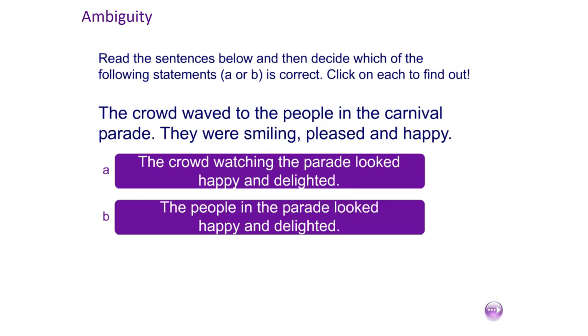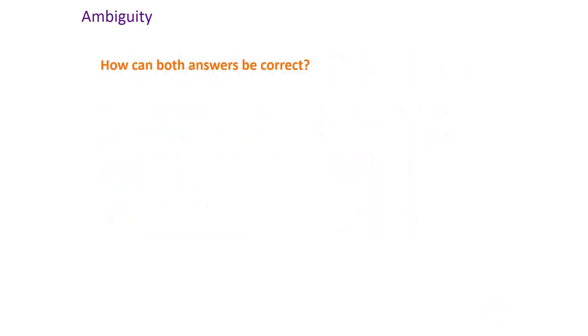Now, this sentence is ambiguous because the reader doesn't know who is smiling, pleased, or happy. Is it the people in the carnival or the crowd? So, the crowd watching the parade looked happy and delighted, or the people in the parade looked happy and delighted. Which is it? How can both of those sentences be correct?